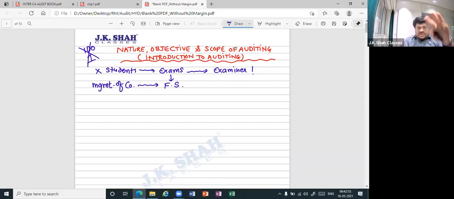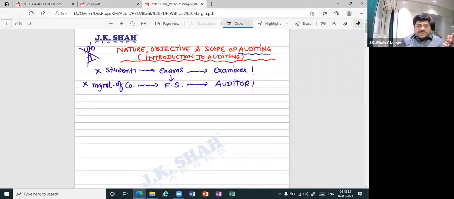Now ask yourself. If the management of the company are making the financial statements, can they check their own made financial statements? No. It is because even if in those financial statements there is something wrong, are the management going to tell? No. And therefore, these financial statements, which are prepared by the management, have to be checked by an independent third person. And that independent third person is known as auditor. And what he does is known as auditing.